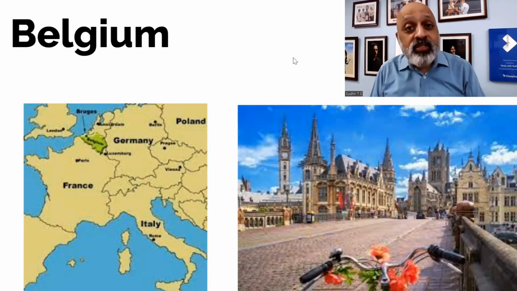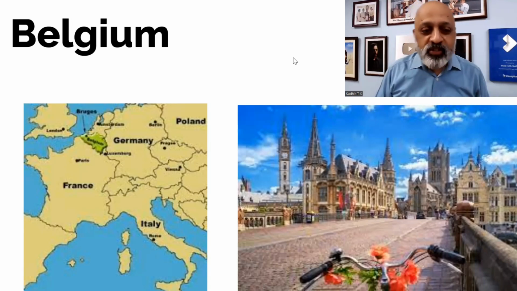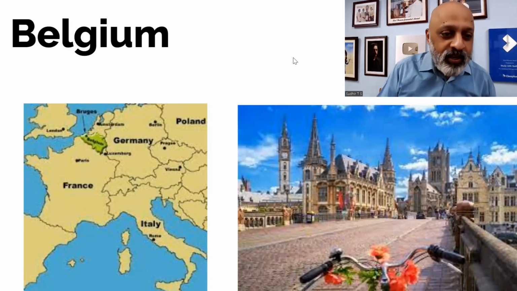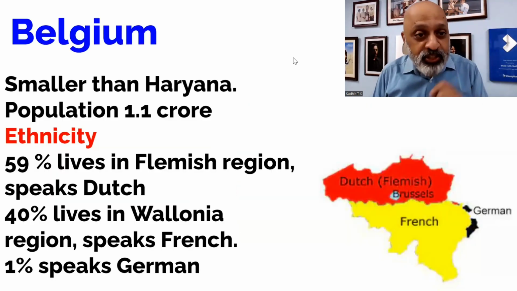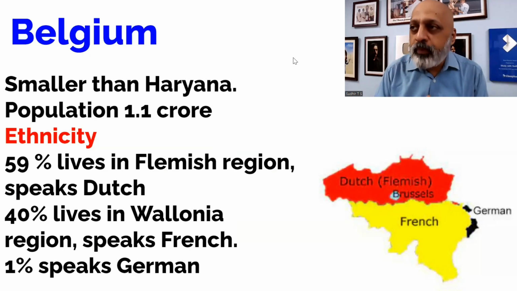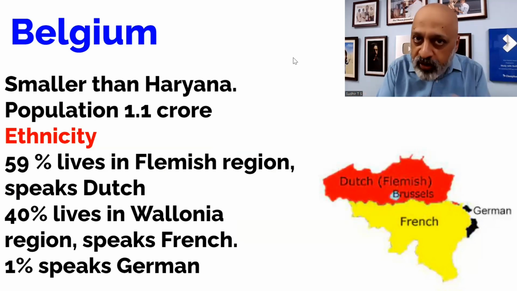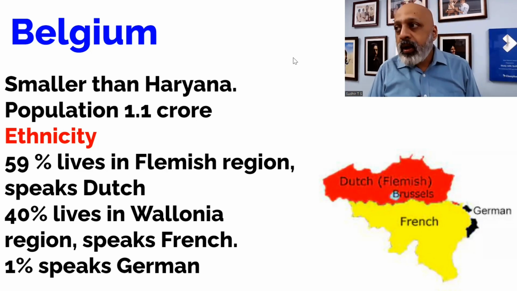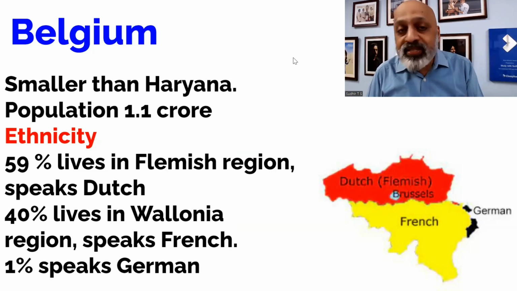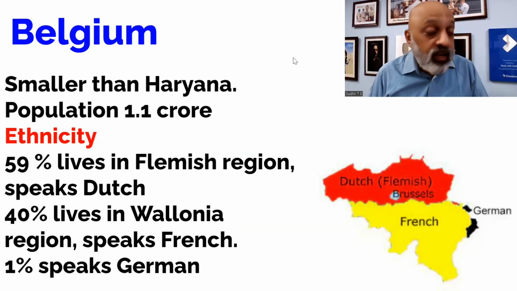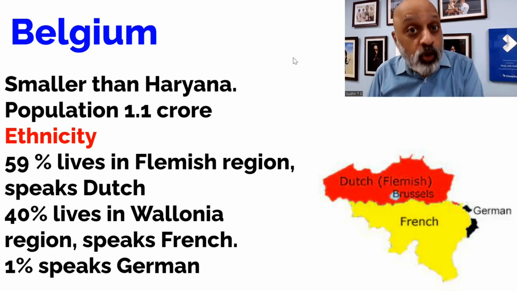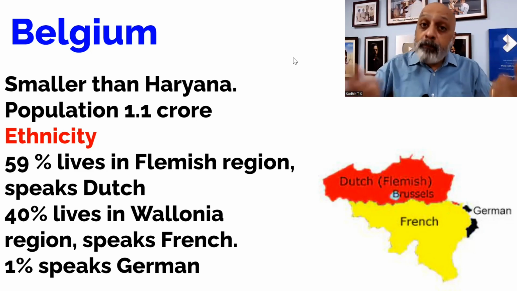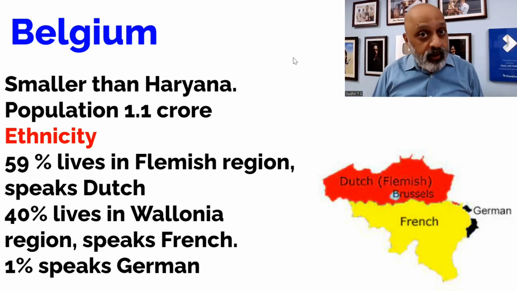And on the right-hand side, you are seeing Belgium. Beautiful country. If you ever get a chance to visit, you must visit. Okay, let's get started with Belgium. Now, why are we talking about Belgium? In terms of geographical size, it is smaller than even a small state in India, which is Haryana. Haryana, of course, is not as big a state as, say, Rajasthan or Maharashtra or Uttar Pradesh or Madhya Pradesh. Belgium is smaller than even Haryana.